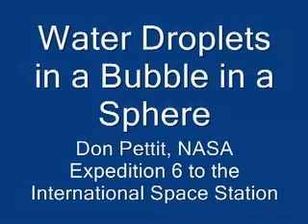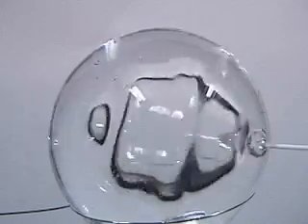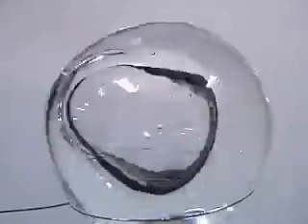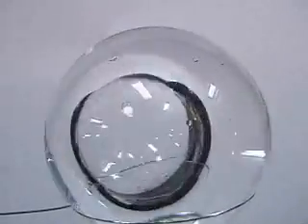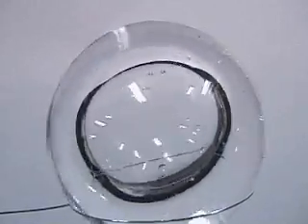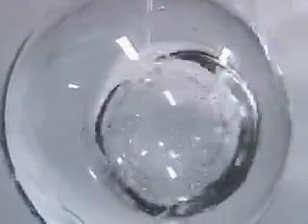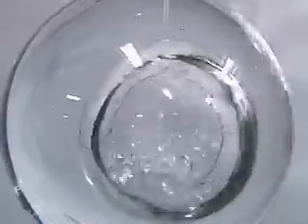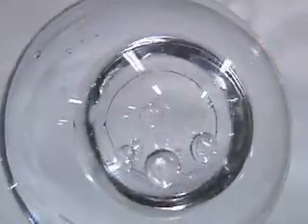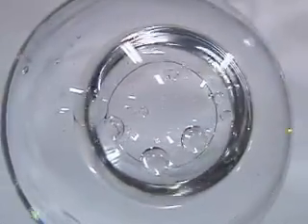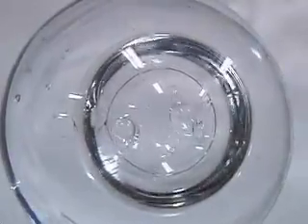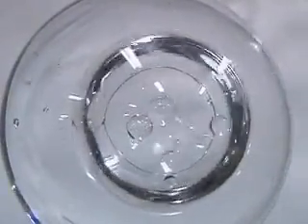Water droplets in a bubble in a sphere. Here we have a sphere of water, 75 millimeters in diameter, with an air bubble inside, about 35 millimeters in diameter, and we inject water droplets anywhere from 1 to 8 millimeters in diameter into the bubble, and look at the resulting collision dynamics where they collide with each other and the walls.